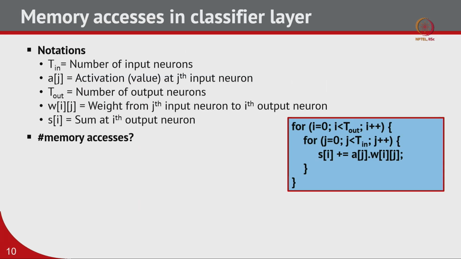Remember our notation: T_in is the number of input neurons, A_j is the activation value at the jth input neuron, T_out is the number of output neurons, W_ij is the weight from the jth input neuron to the ith output neuron, and S_i is the sum at the ith output neuron.